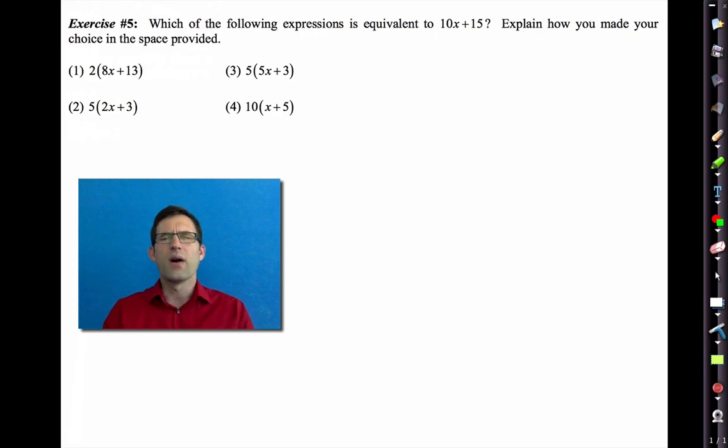Okay, now, this is interesting. Exercise 5. Which of the following expressions is equivalent to 10x plus 15? Explain how you made your choice in the space provided. All right, so this one's a little bit different, but I think that you all have the ability to do it. It definitely has something to do with the distributive property. So pause the video now and see if you can figure out which one of these is the same as 10x plus 15.